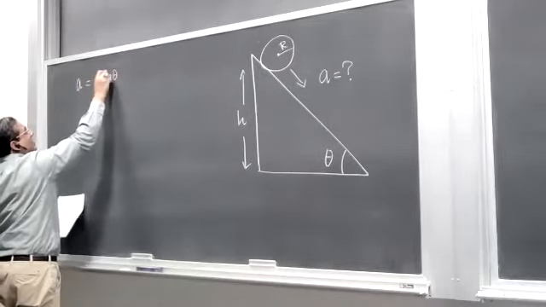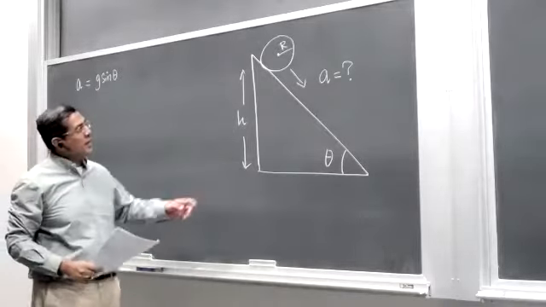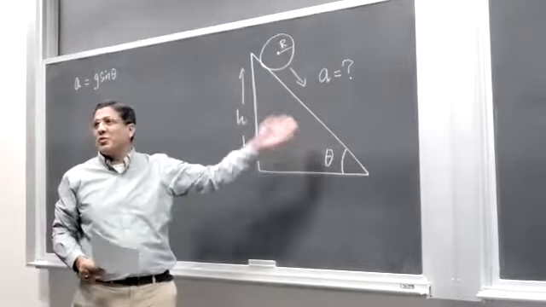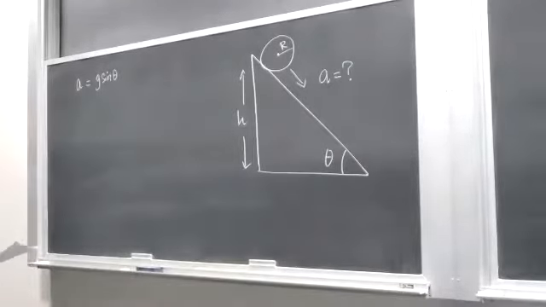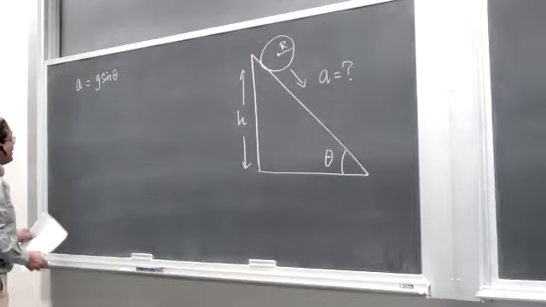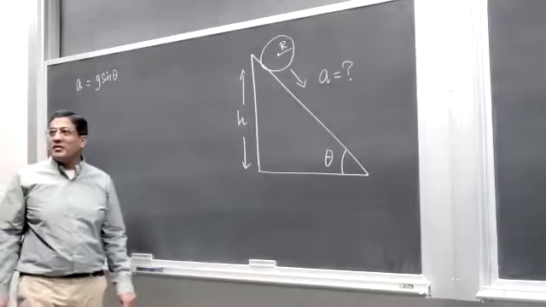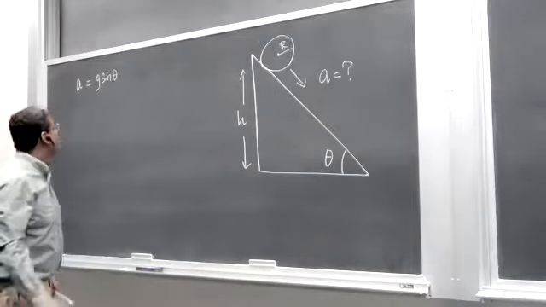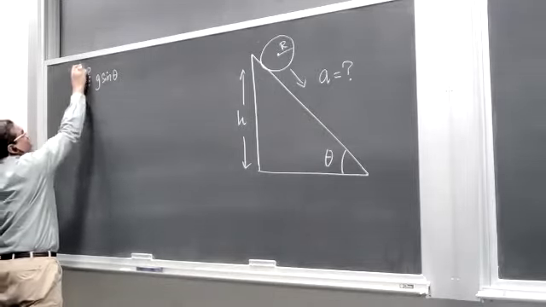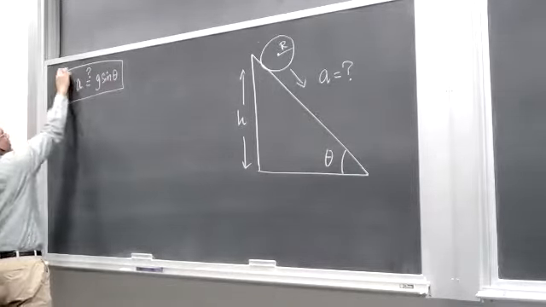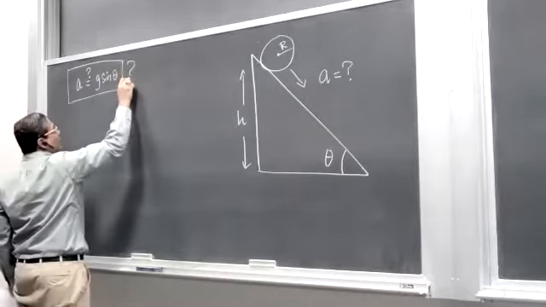Well, this is not a bad guess because that's what we know happens when we have a block sliding down, because we've been doing those examples. That a is equal to g sin theta. This is a sphere rolling down. This is a cylinder rolling down. Okay, so let's say that if this is the correct answer, let's box it for a minute, and we will check whether it is correct or not.